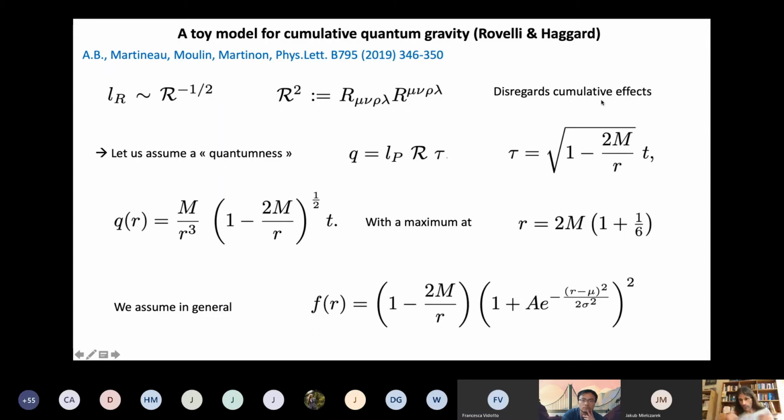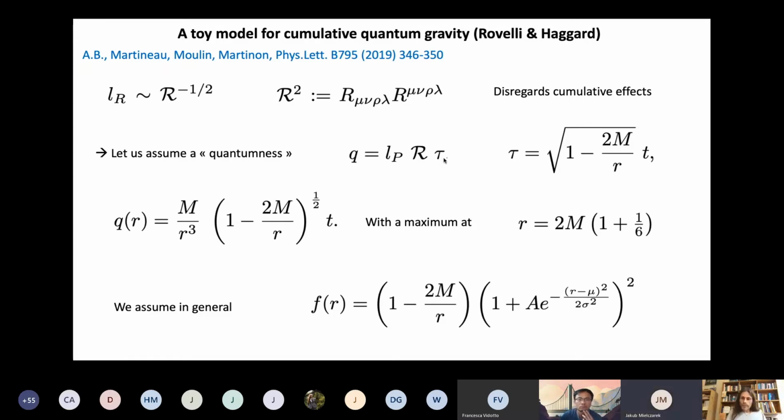And we know that cumulative effects could be important, the paradigmatic example being the decay of a radioactive nucleus. If you wait 10 minutes, nothing happens, but if you wait 1 billion years, of course, the nucleus has disappeared. So the effect is huge. So the hypothesis of Rovelli was to measure the quantumness of space-time with this parameter, which is basically the product of the Planck scale, the Kretschmann invariant, and the proper time. So there are arguments given in the paper.